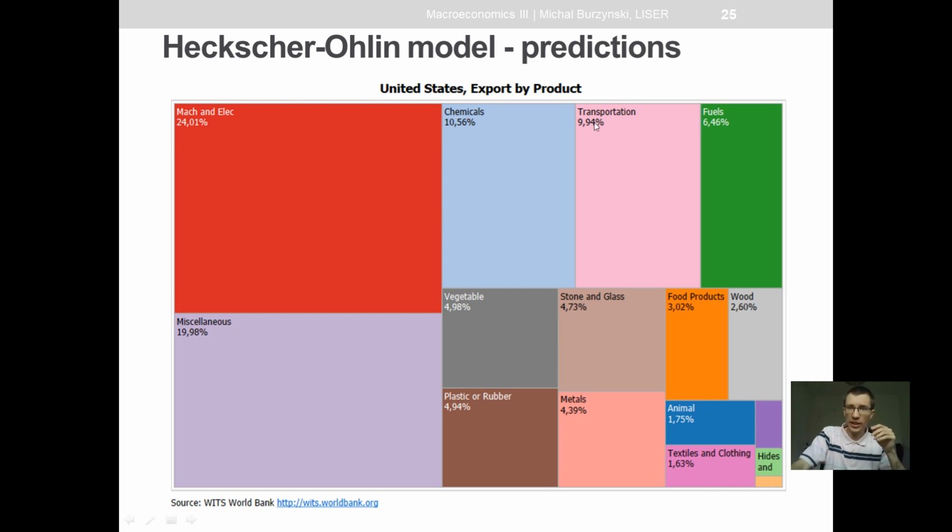You have chemicals, transportation, fuels, vegetables, metals, plastic, rubber, all the other goods as well. In general, all of those goods here are very high skilled intensive. They are capital intensive, high skill intensive, innovation intensive, and that is what the US is actually exporting to other countries. Fair enough, in line with Heckscher-Ohlin theory.